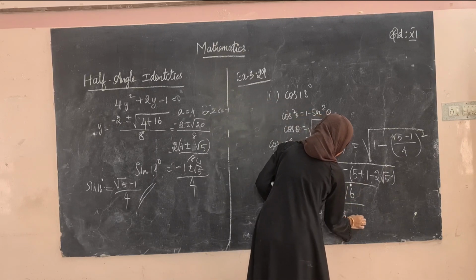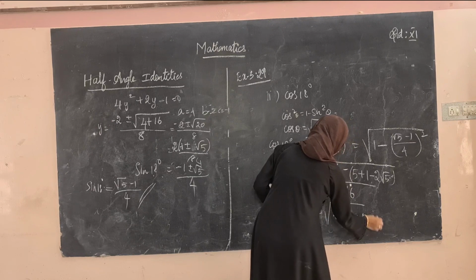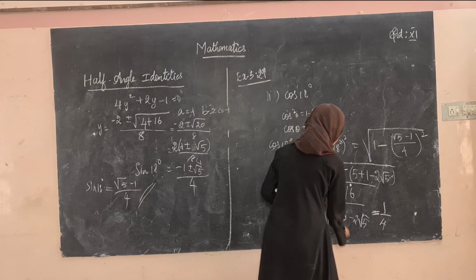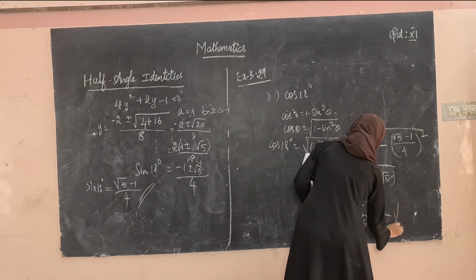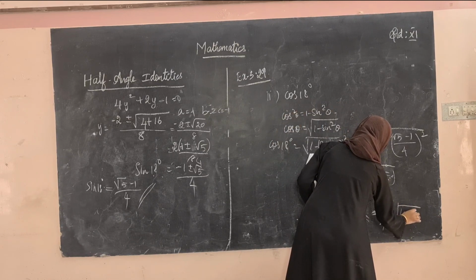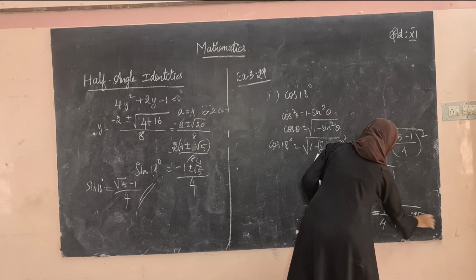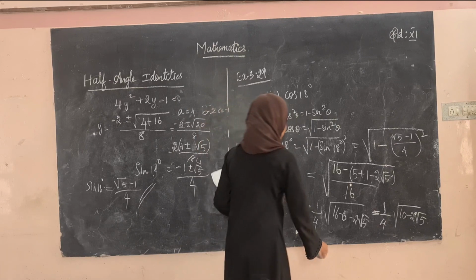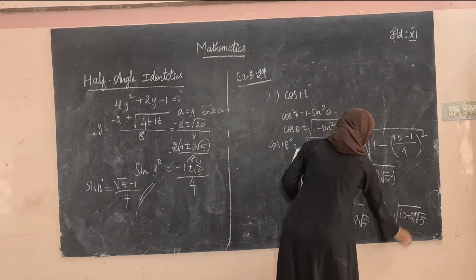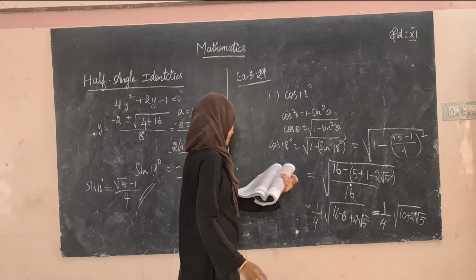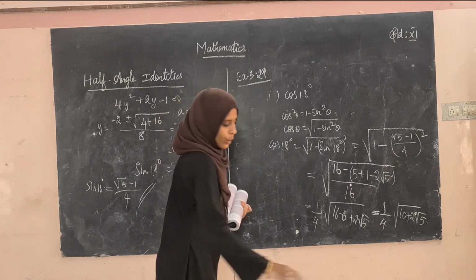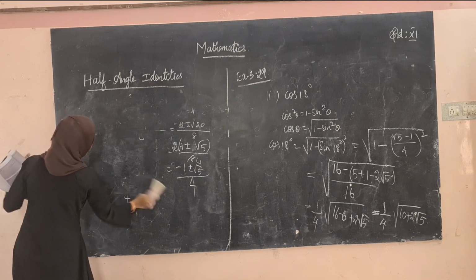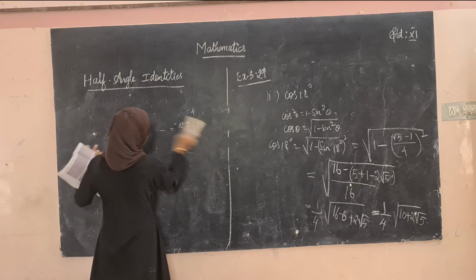16 minus 6 minus 2 into root 5, which is equal to 1 by 4 into square root of 16 minus 6, which is 10, minus 2 root 5. So this is plus, because minus into minus becomes plus. So 10 plus 2 root 5. This is the answer of cos 18 degree. So we got that from the first subdivision, that is we know the value of sin 18 degree, so from that we got the value of cos 18 degree.